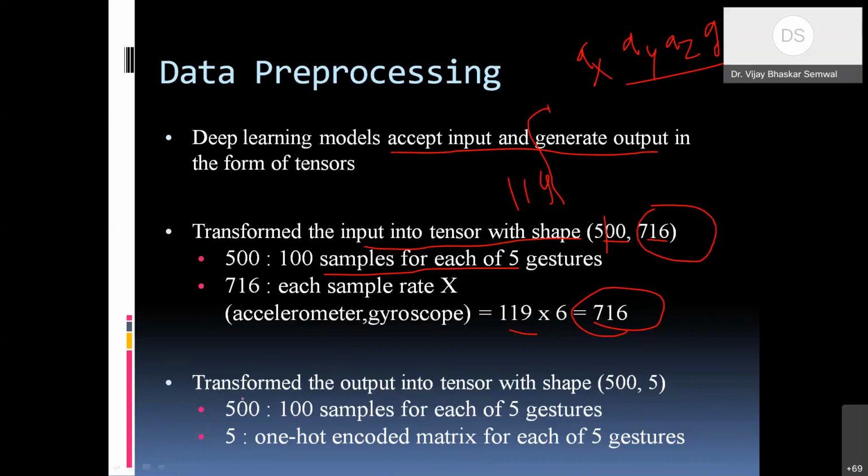For the output tensor, where you will test your error, be it cross entropy or mean square error: we have 5 gestures and 500 samples, so you have 5 classes only. So you have to use a one-hot encoding matrix for each of the 5 gestures. Maybe 0, 1 is for jump, 1, 0 for squat, and all sorts of things.